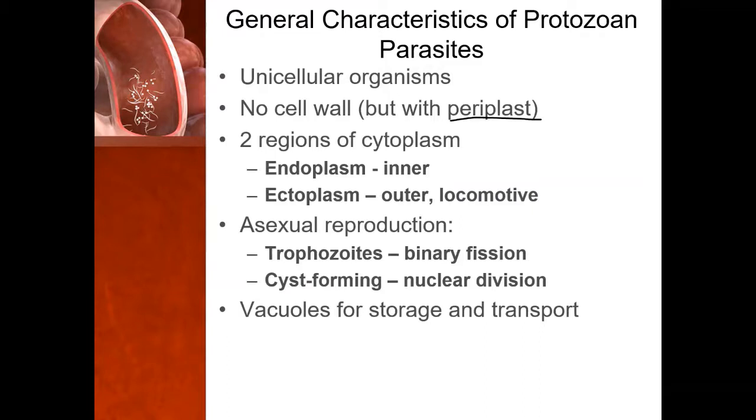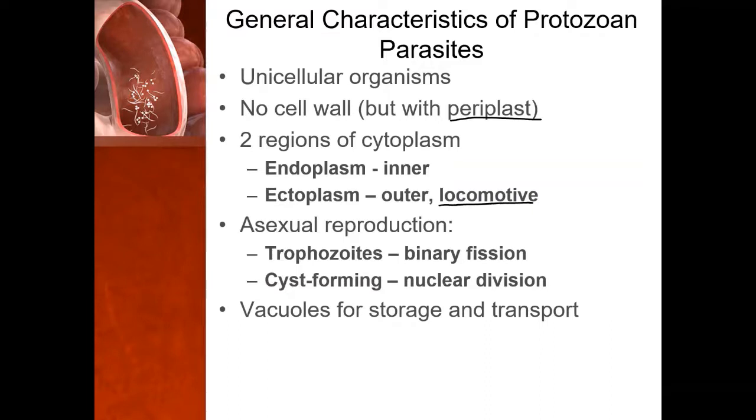Another thing about the protozoan parasites is that they have two regions of cytoplasm. The first one is the endoplasm, from the word endo, meaning inner, while the ectoplasm is the outer. In the ectoplasm, you'll find the locomotory organelle, the organelle for their locomotive responses. Meaning this is the organelle for their movement. Later on we're going to discuss that as well.